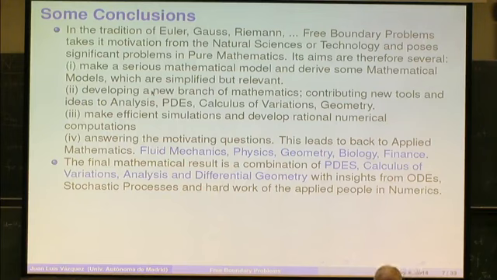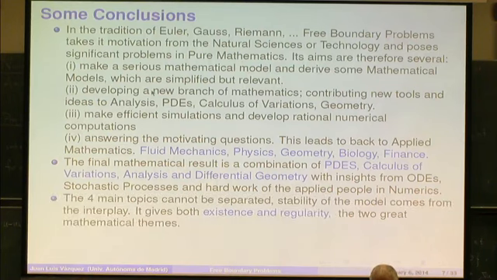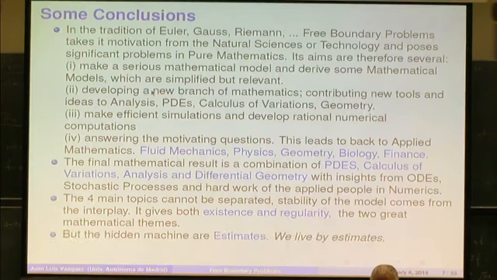You have to do your work. So the final mathematical result in mathematics is a combination of PDEs, calculus of variations, analysis, and differential geometry. And you have ODE, stochastic process, etc. And these 4 things will give you existence and regularity, which are the 2 great mathematical themes. And the machine is estimates. So any time that you want to do something in the conferences about pure mathematics like here, you do estimates. And we live by estimates, and we die by estimates. But we can estimate our estimate of dying.